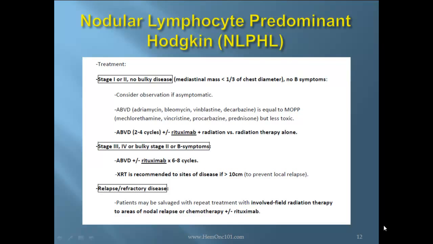versus radiation therapy alone. Now, if it's stage 3 or 4, or bulky stage 2 or B symptoms, then ABVD plus or minus rituximab for 6 to 8 cycles, and radiation therapy is recommended to affected disease more than 10 centimeters. For relapsed or refractory disease, patients may be salvaged with repeat treatments with either involved field radiation therapy to areas of nodal relapse or chemotherapy plus or minus rituximab.